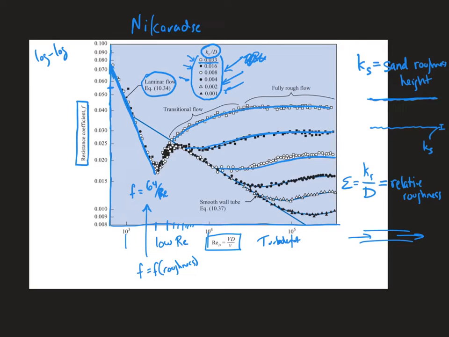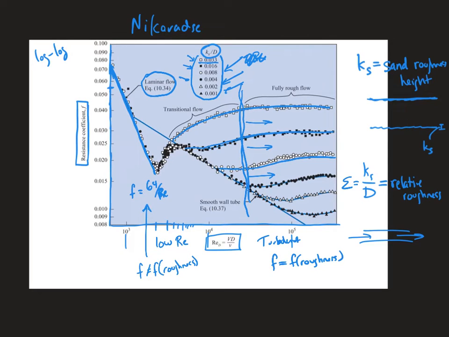So over here, F is not a function of roughness. Over here, F is a function of roughness. And so that's pretty critical. The last thing to note is there is an area way over here which they're calling fully rough flow. If you notice, over on this side the lines are relatively flat.